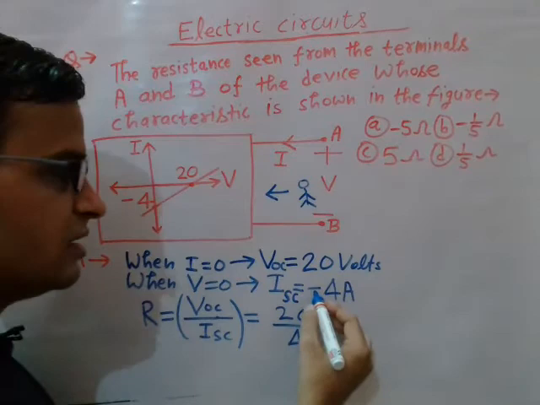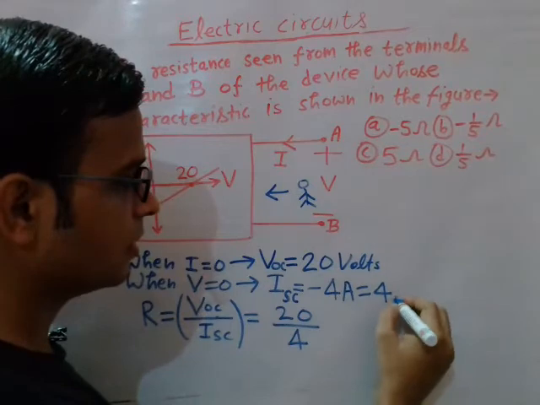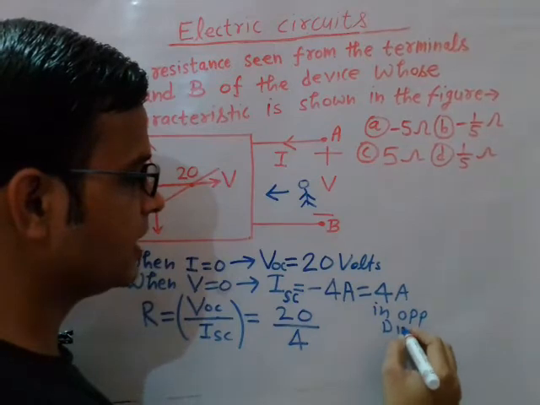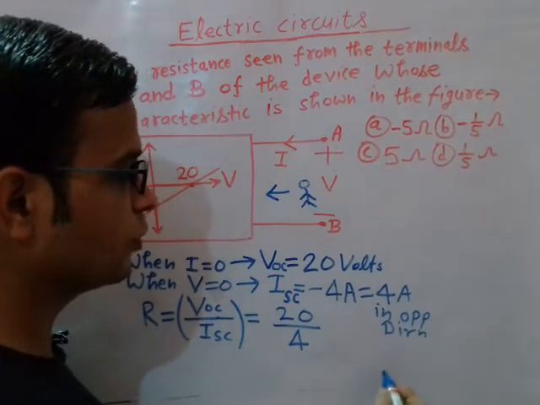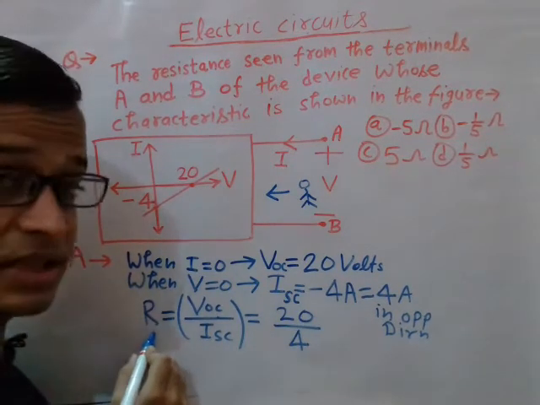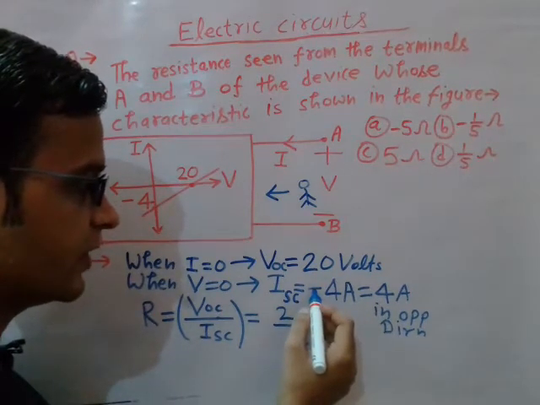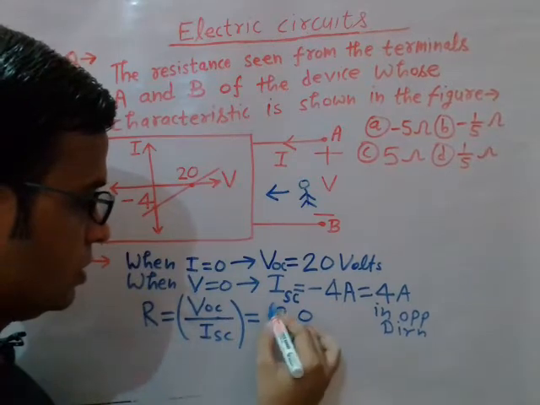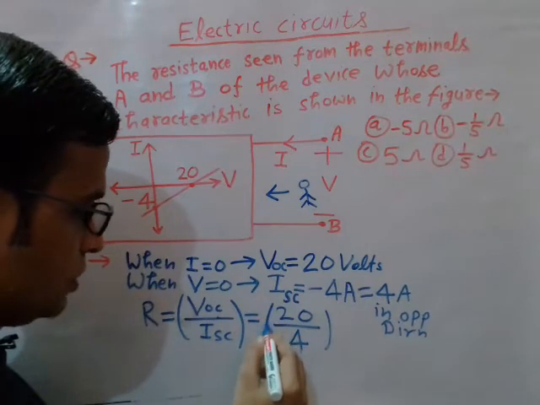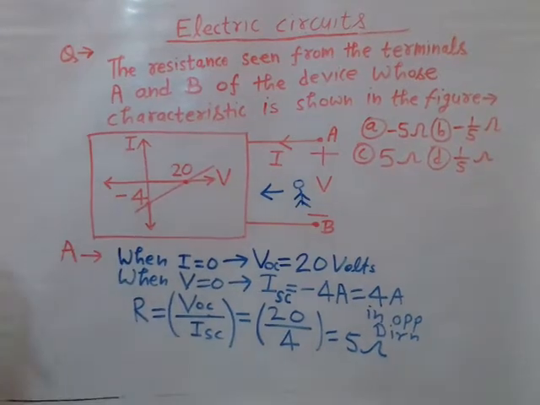See here, this is minus 4 ampere, right? Or you can say plus 4 ampere in opposite direction, right? So resistance, you know, it cannot be negative. It's a positive quantity, so that's why you will have to take this current with positive sign and not with the negative sign, right? So you will write 4 here instead of minus 4. So this comes out to be equal to how much? 5 ohms, right? So which option is correct?